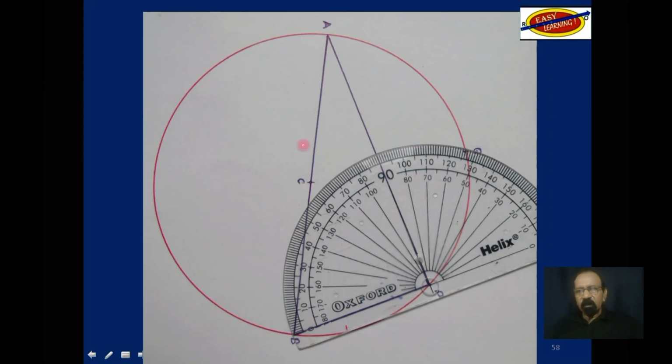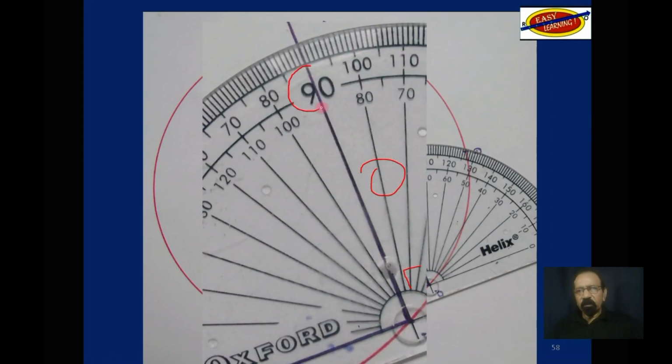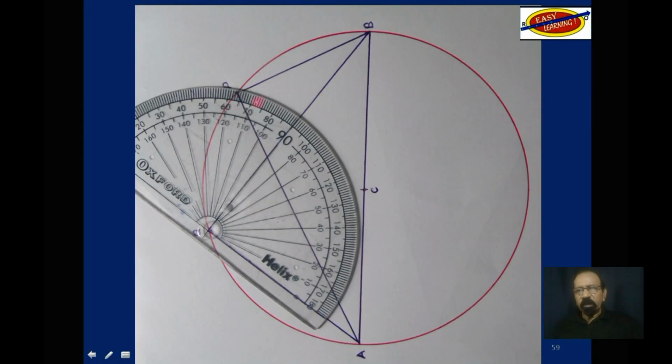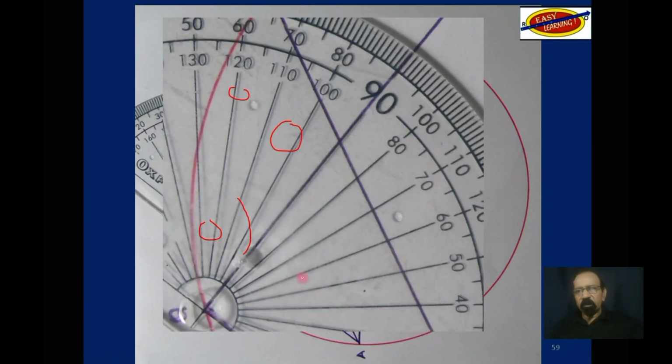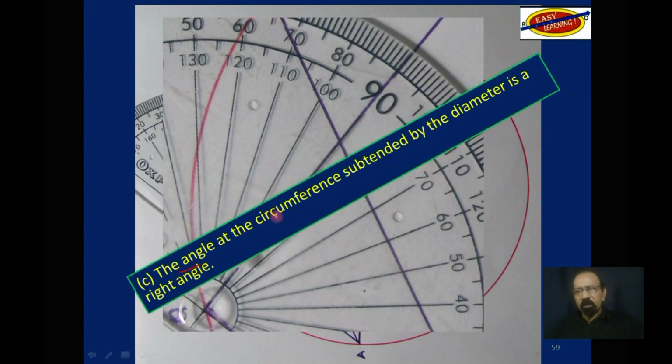This is the diameter. That's the center. This is our right angle. It's 90 degrees, as you can see here. If we take another point, instead of that point, let's take this one. We are using the same diameter, AB. Notice, 90 degrees. This angle here is 90 degrees. The angle at the circumference subtended by the diameter is a right angle.